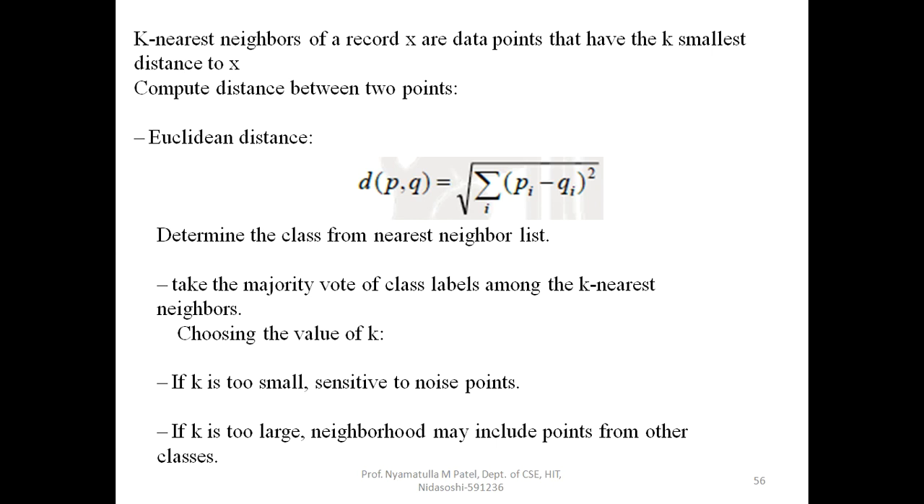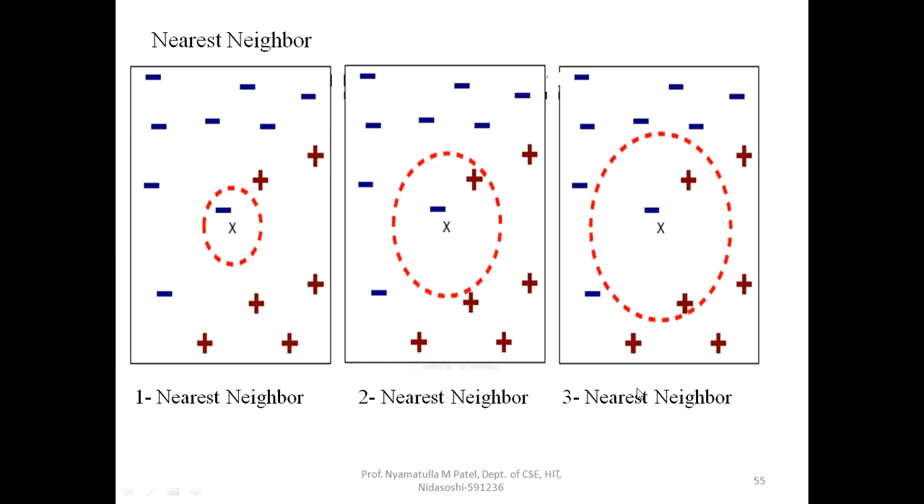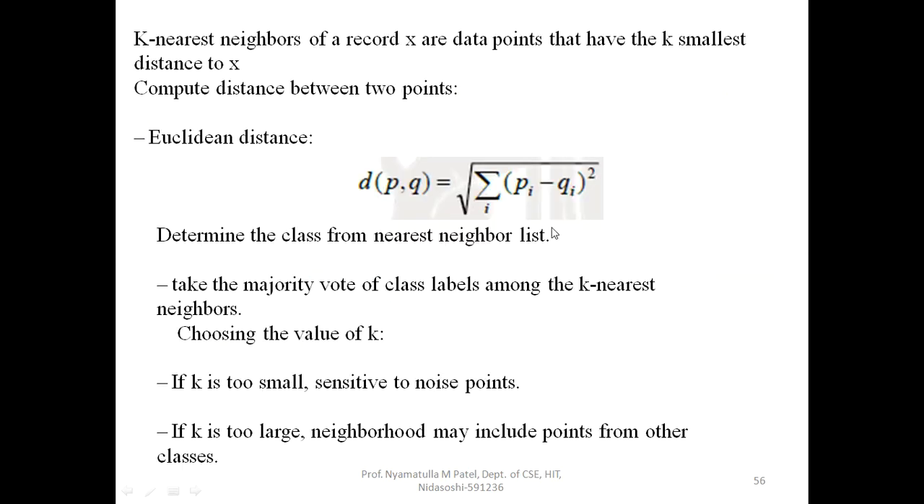K nearest neighbors of a record x are the data points that have the smallest distance to x. Which neighbor do you call the nearest neighbor? The one with the smallest distance to x. Compute the distance between the 2 points. So, how do you say these 1, 2 and 3 are the nearest neighbors to this? You need to calculate the Euclidean distance with respect to all these points. With respect to every point you calculate the Euclidean distance, and whichever has the minimum distance near to you, those are your k nearest neighbors.